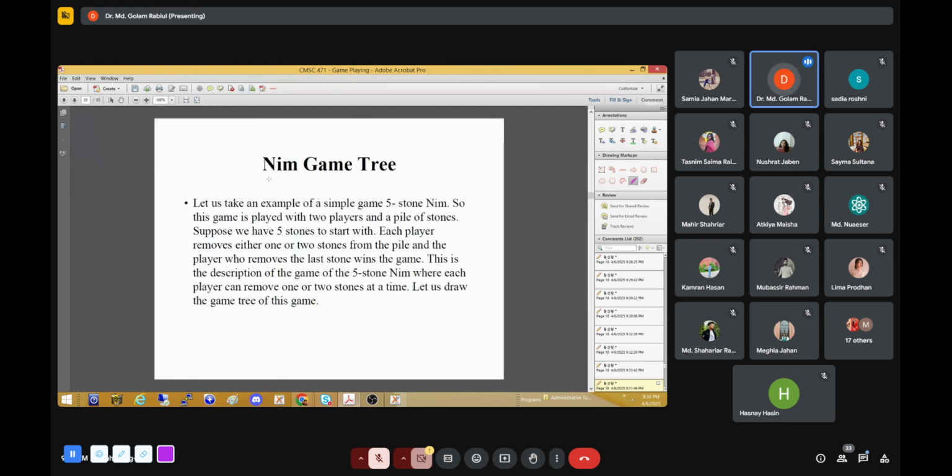This is another game, with the name game tree. So here the problem is given. You can try to find out the solution for this. Try to develop the game tree. The statement is given here, you can try.